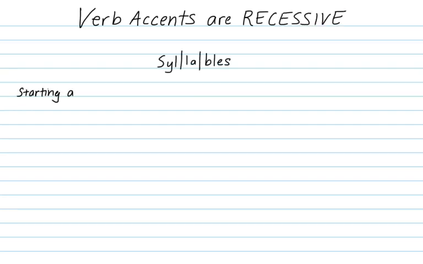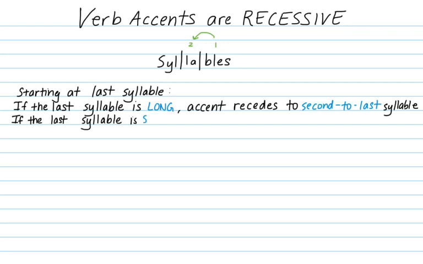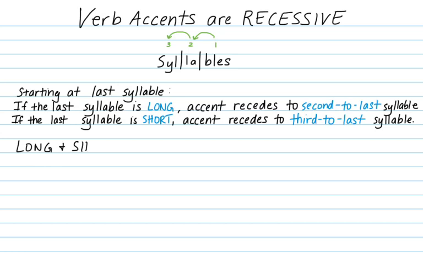This means that you start at the last syllable of the word, and if the last syllable of the word is long, then the acute accent recedes to the second to last syllable. If the last syllable is short, then the acute accent recedes to the third to last syllable. So you probably figured out that you need to know what a long and a short syllable is.